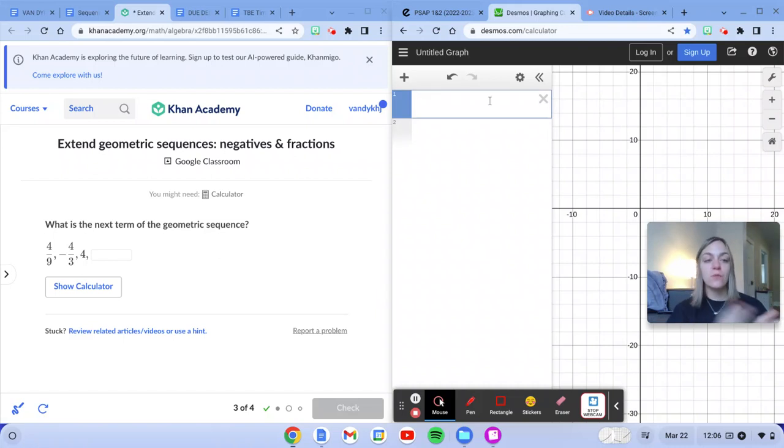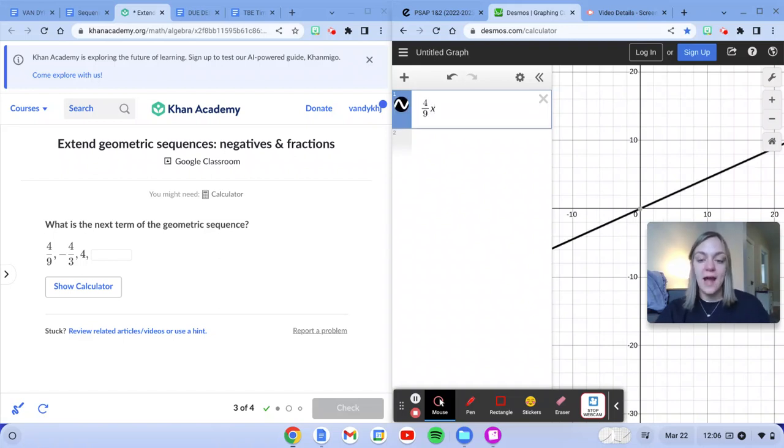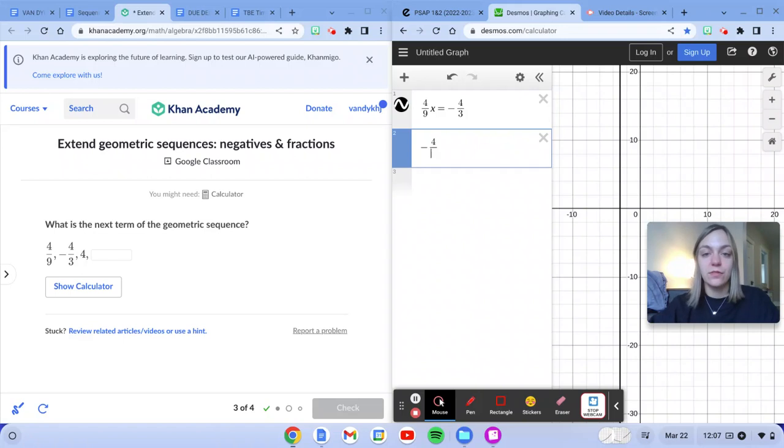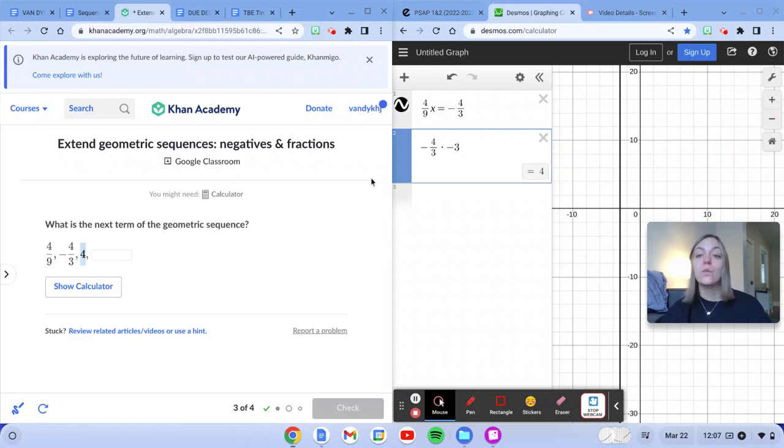So if we go from 4/9 to -4/3, 4/9 times some number that we don't know, we'll call it x, equals -4/3. And I look here to see that we multiply by -3. Now let's double check that. This is saying that -4/3 times -3, that should give us an answer of 4, which it does.